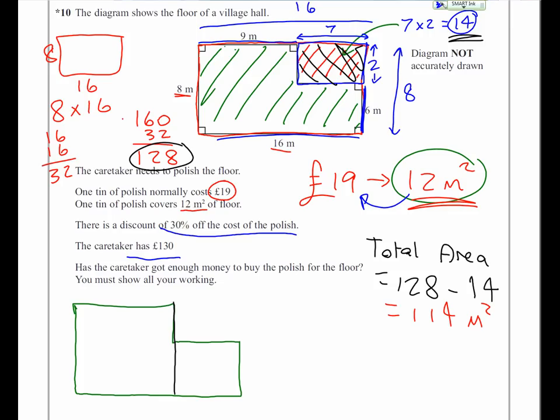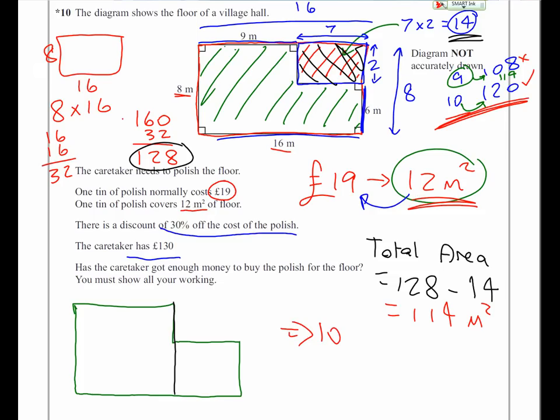So let's think about our 12 times table. Now straight off think 120, that's 10 times 12. Okay, so if you want 9 times 12, go back 12, you get 108. So if you buy 9 tins, you've got enough for 108 meters squared. If you buy 10 tins, you've got enough for 120. We're at 114, which is between the two. So we won't have enough if we buy 9. We will have enough if we buy 10. So we need 10 tins.